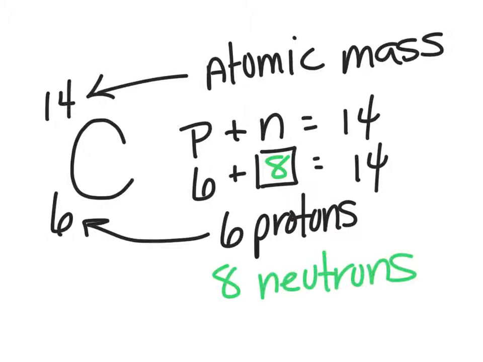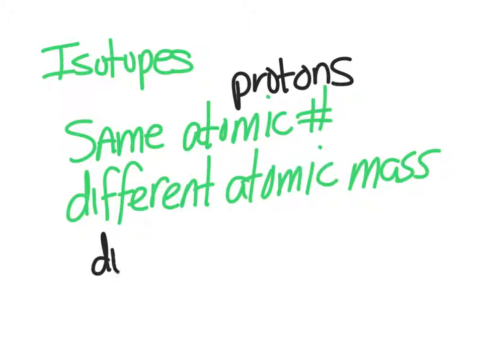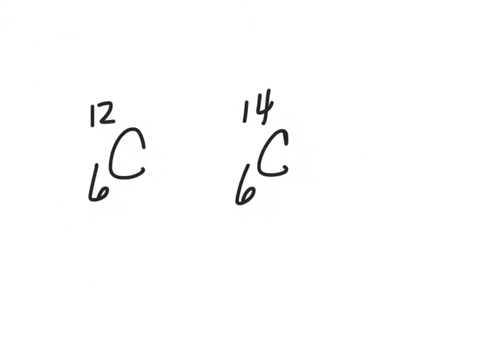Each one of these carbons was carbon because it had 6 protons. However, they both had different masses. And those elements that have the same number of protons but a different number of neutrons are called isotopes. Remember, if it's the same atomic number, then it has to have the same number of protons. If they have different atomic masses, then they're going to have different numbers of neutrons. These two carbon atoms are isotopes of each other.